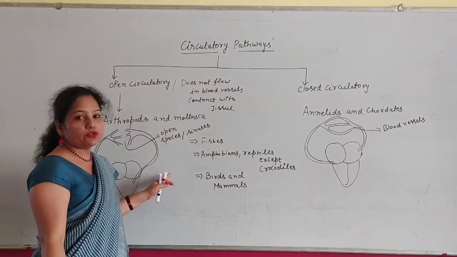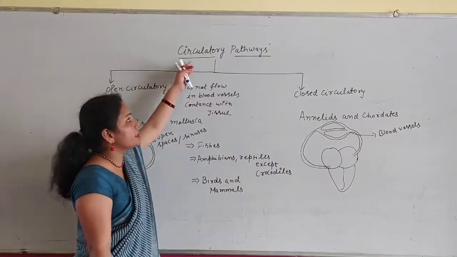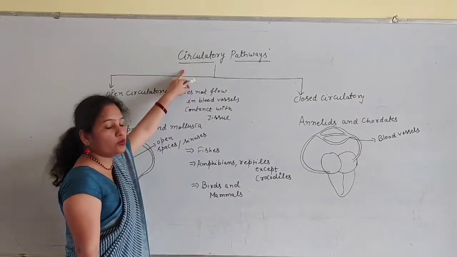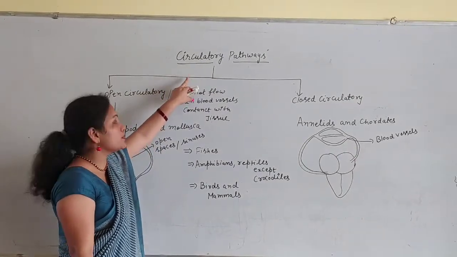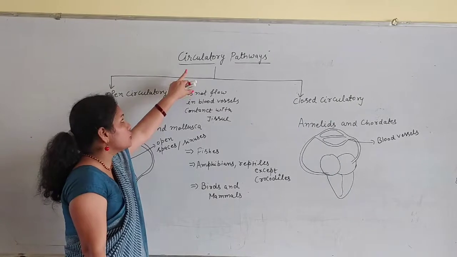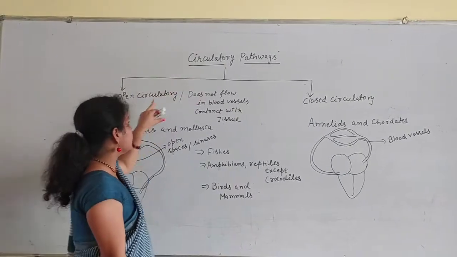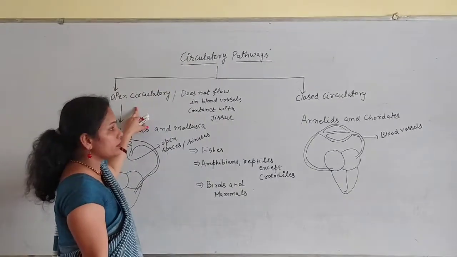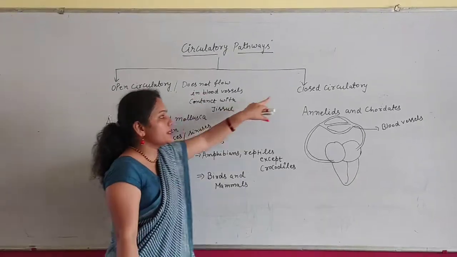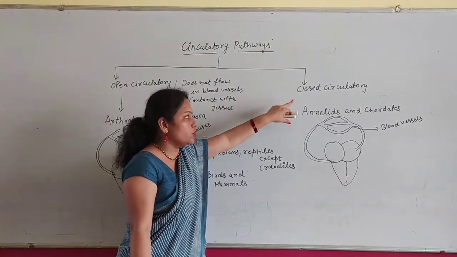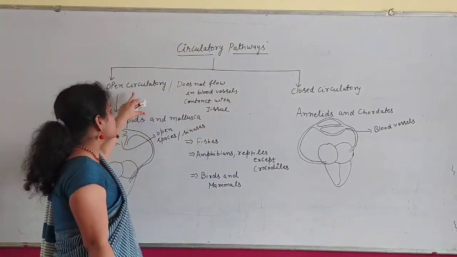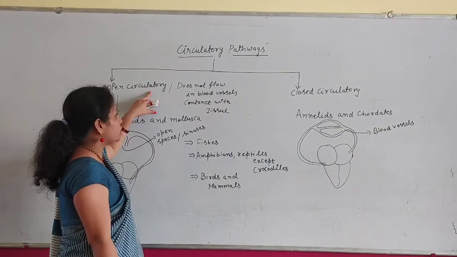Students, now we are going to discuss the topic circulatory pathways, which means how the circulation of the blood takes place in our body. There are two types of circulatory pathways. First is the open circulatory pathway and second is the closed circulatory pathway. So what is there in the open circulatory pathway?